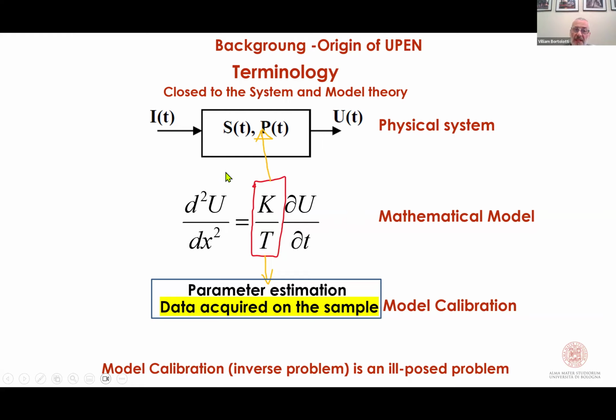Okay, we need to give some value to the parameters. How? By comparing, so parameter estimation, the fitting procedure. In more general terminology it is model calibration. We need to compare the output of the mathematical model with some data acquired on the system. In order to have a correct calibration, it is necessary to have good data. Model calibration is an ill-posed problem. So if you have bad data, you obtain very bad output from the use of a mathematical model.